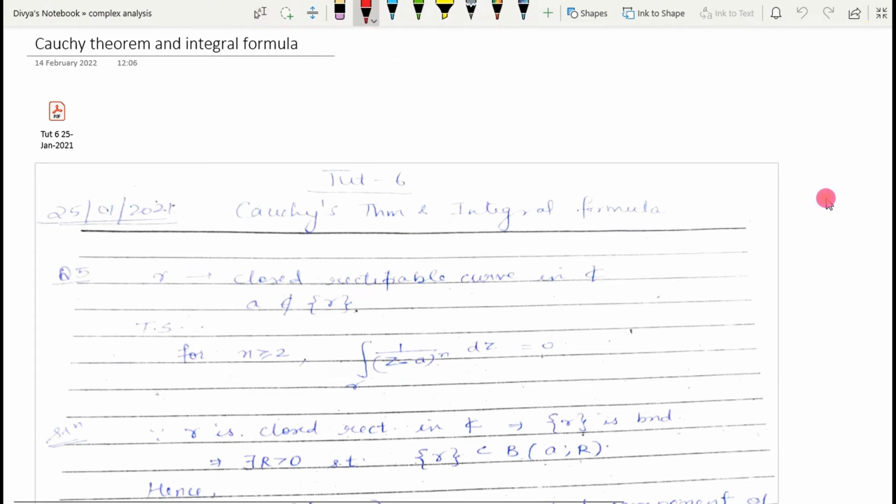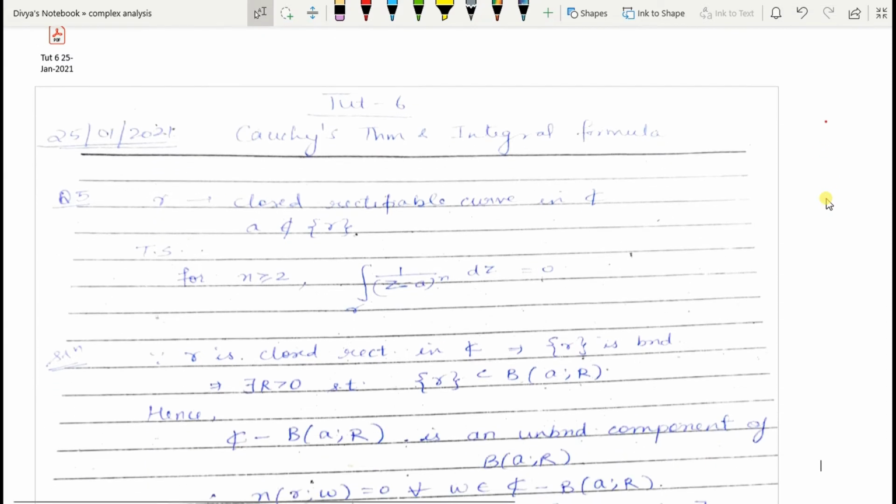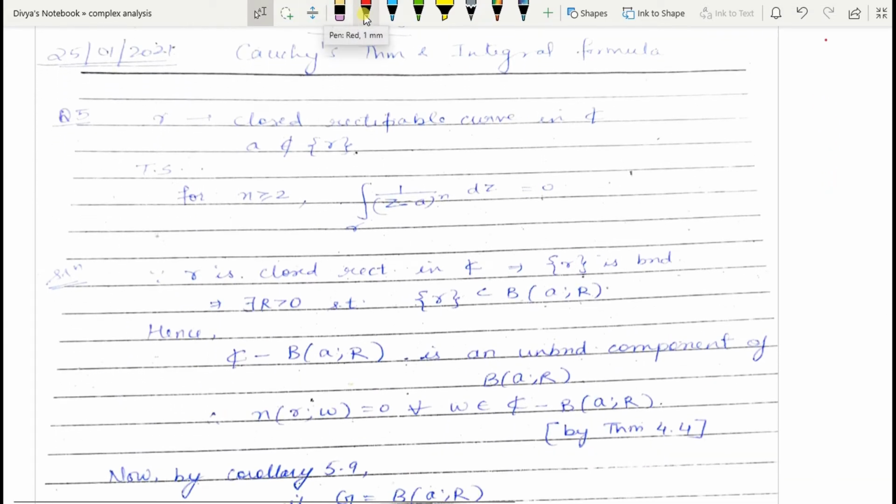So next section we have the Cauchy theorem and integral formula. We are given gamma is a closed rectifiable curve in C, and a does not belong to the curve gamma, right? So we have to show that for n greater than or equal to 2, the integration of 1 upon (z minus a) to the power n dz is equal to 0. Given: gamma is a closed rectifiable curve and a does not belong to this curve.